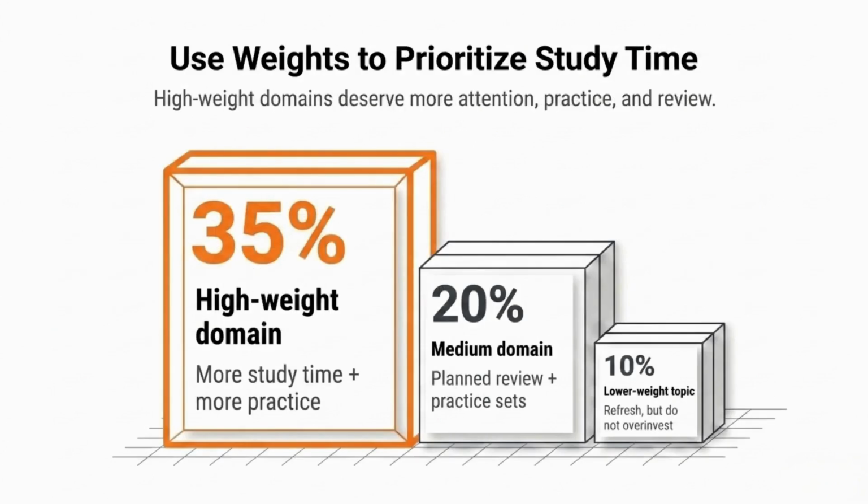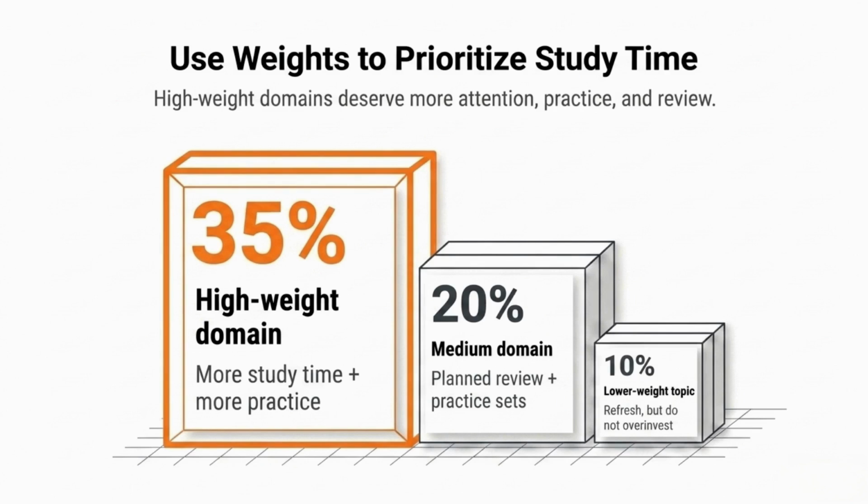One of the most useful parts of many exam blueprints is domain weighting. Domain weights help you avoid treating every topic as equal. If one exam domain represents 35% of the exam and another represents 10%, that does not mean you ignore the smaller domain. But it does mean your study time should reflect the exam emphasis. A high-weight domain should usually receive more study time, more practice questions, more review, and more confidence checks.